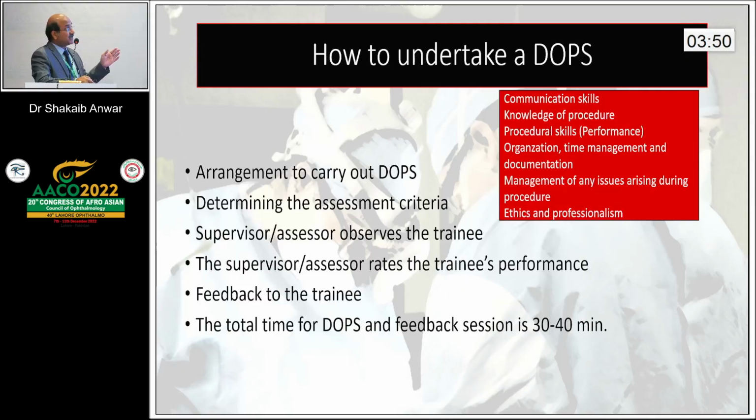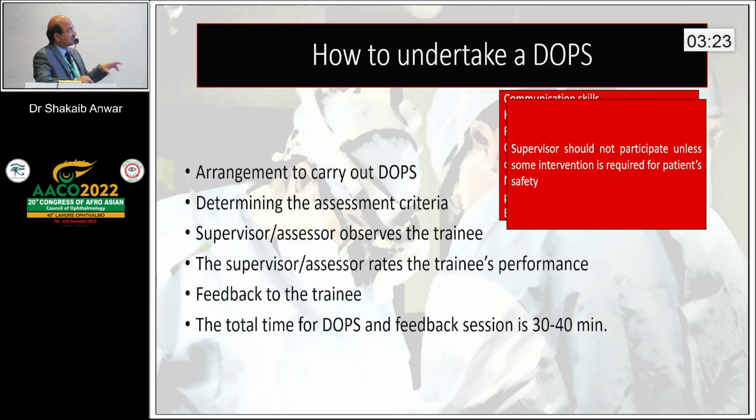So the criteria are communication skills, knowledge of procedures, procedure skills, organization, documentation, management of any issues during the procedure, that means you manage the complications if you can, ethics and professionalism and boundaries. So these are the list of certain criteria through which you score the candidate. And a supervisor just observes the candidate, but he may intervene only when the safety of the patient is being compromised, because he's one of the experts.